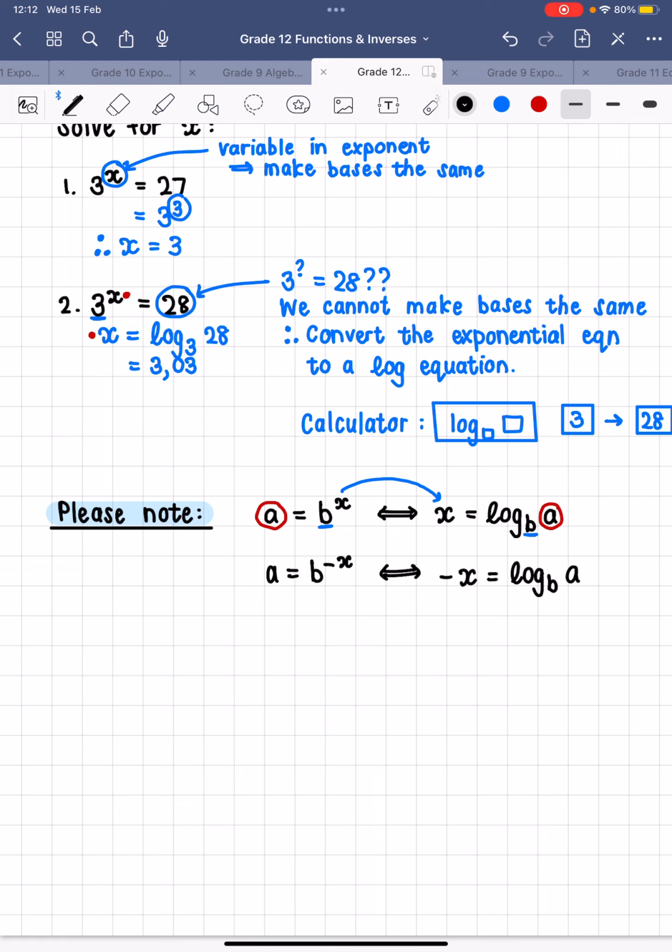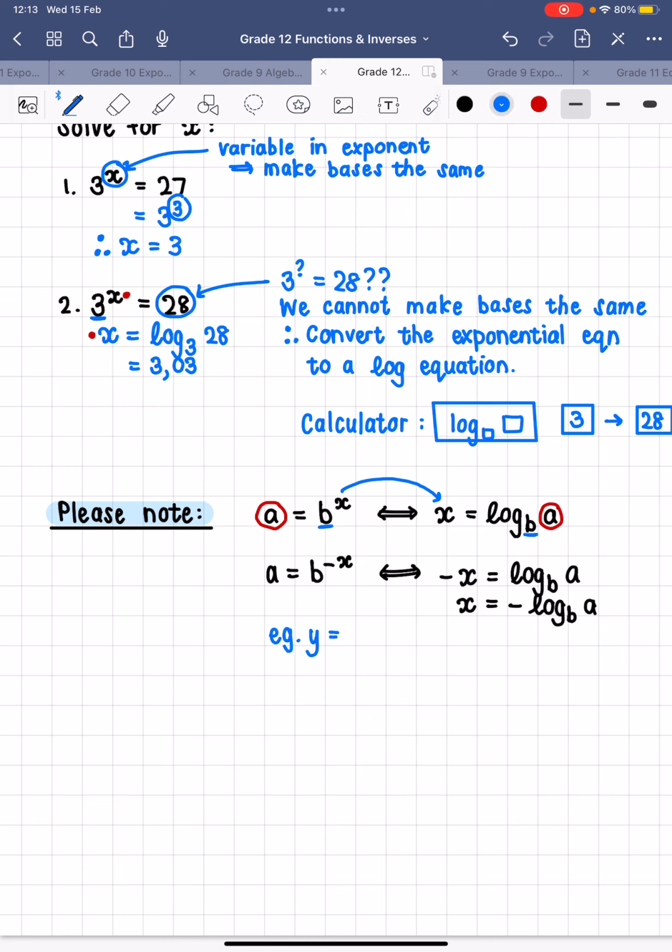Now guys, what you are normally going to have to do with this is move that negative over to the other side. So you're going to have x equals negative log base b of a. Now where this comes in handy is if you have something like this.